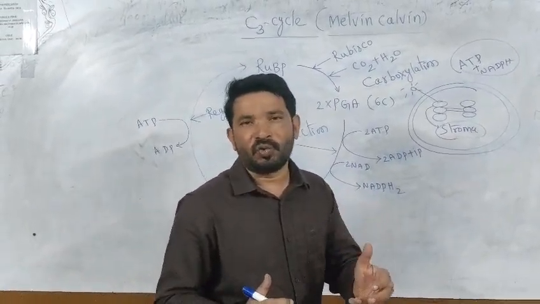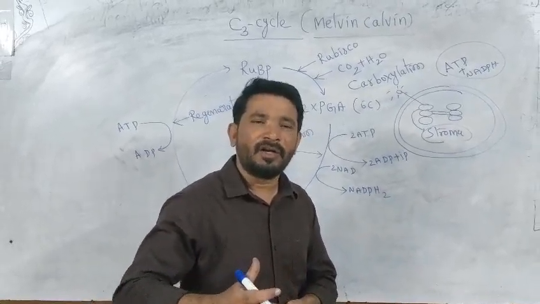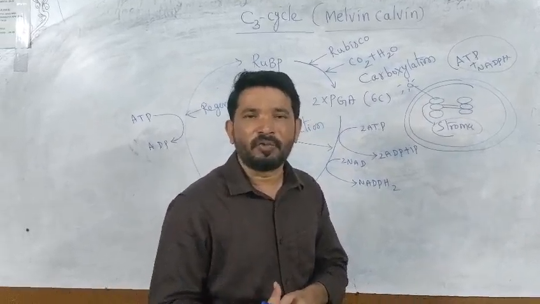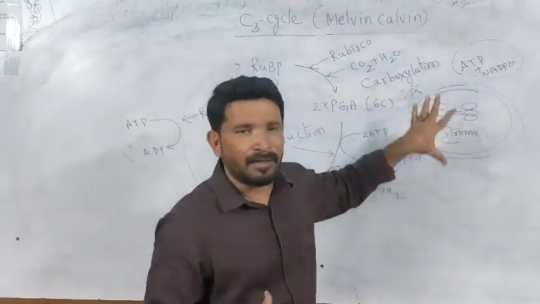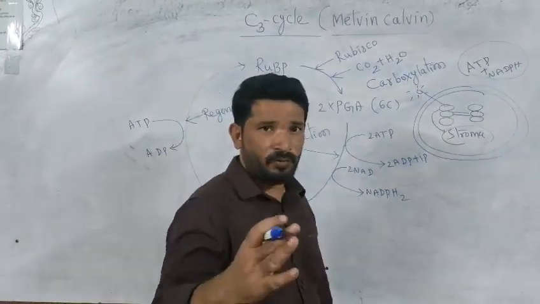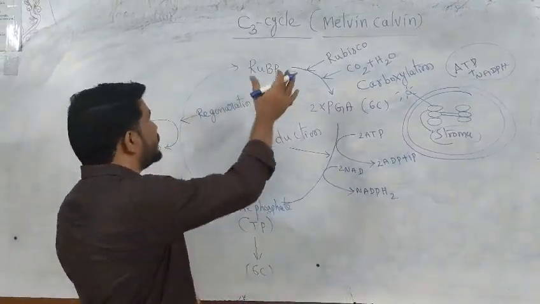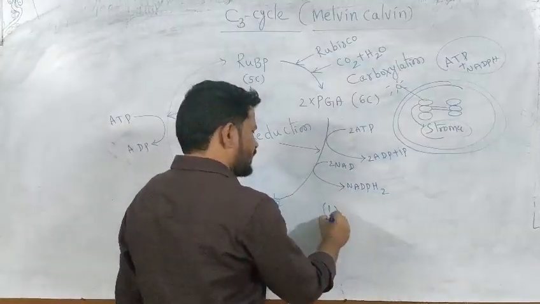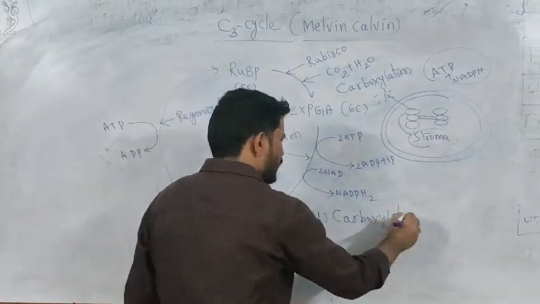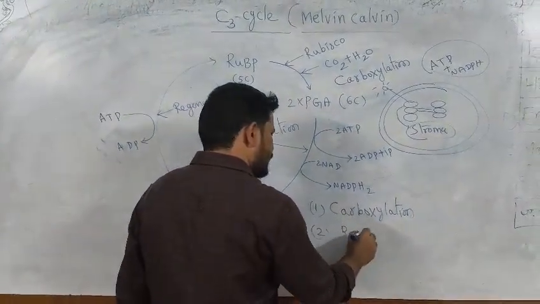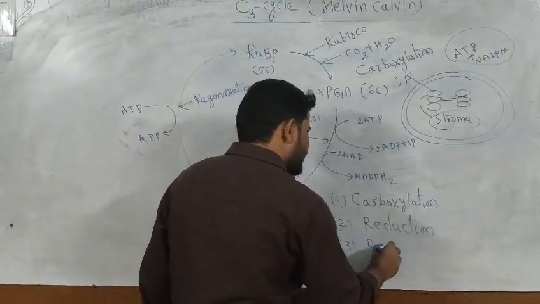Based on that isotope, he clearly analyzed the C3 cycle: how carbon dioxide is received and how carbohydrates are prepared inside the stroma region. Mr. Calvin explained extraordinary information. He gave three steps; we mainly divide the C3 cycle into three steps. The first step is carboxylation. The second is reduction. The third is regeneration.